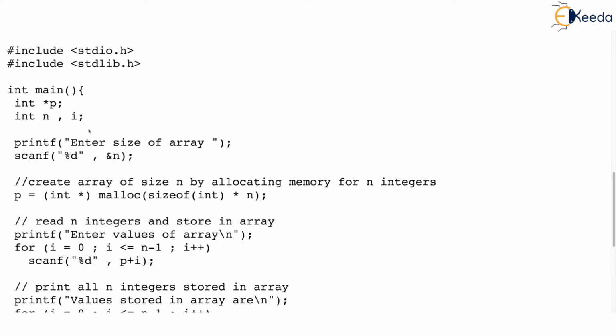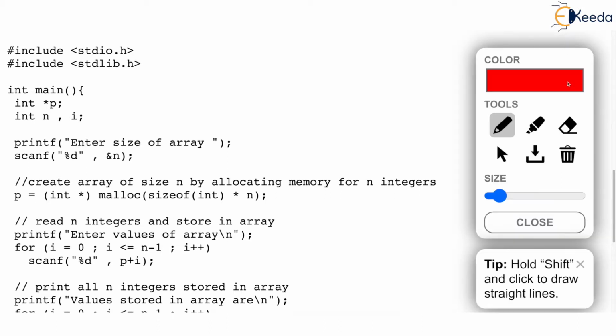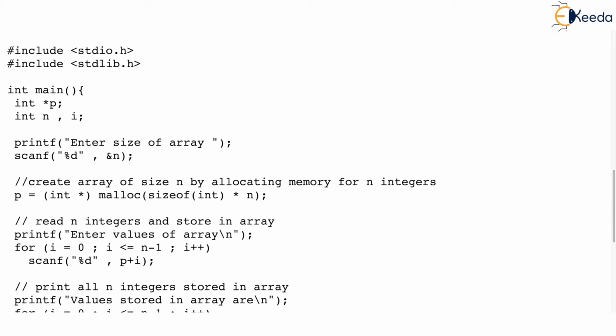And here a full length program has been given about how you create an array of size n. You can see that the pointer is declared. Then we ask the size of the array, n is entered, and then we allocate exactly the space required: size of one integer multiplied by n, because we want to store n integers, and p stores the base address. After that we keep asking the values.